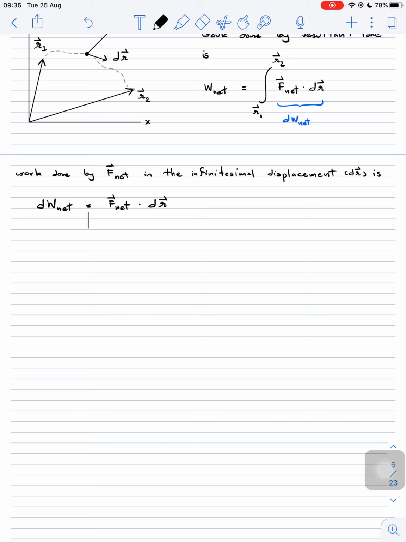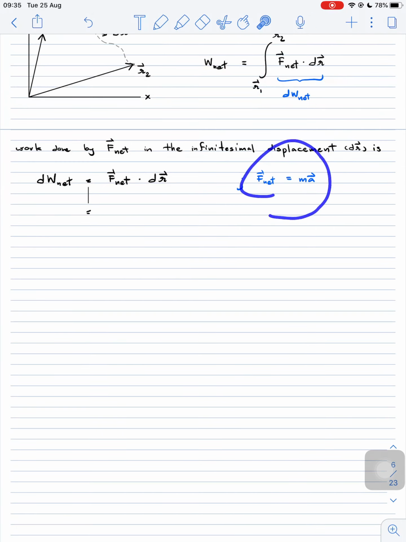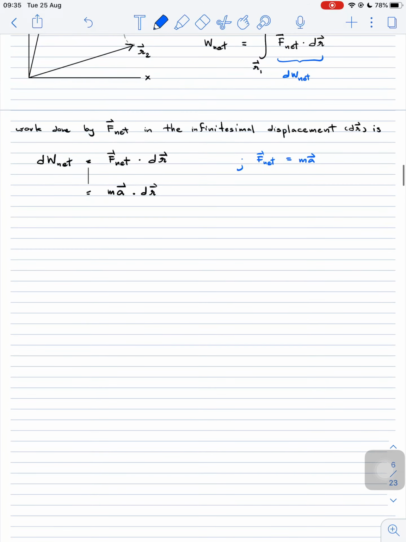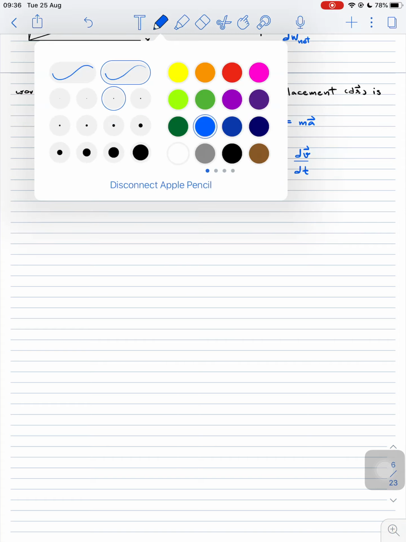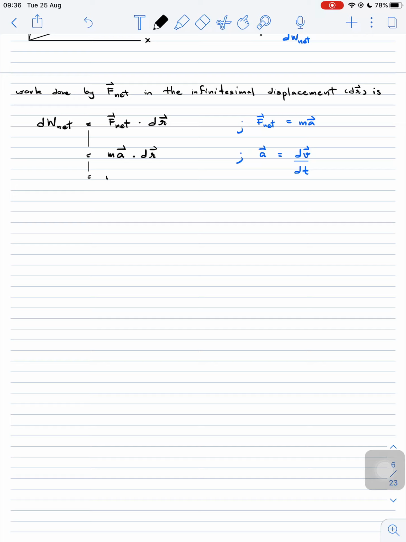But now from Newton's second law, the net force equals the mass m times the acceleration. So we can plug this into this equation, and we get m times a dot product with dr. And again, the acceleration is just equal to dv by dt. So we plug this in, and we have m times dv by dt dot product with dr.